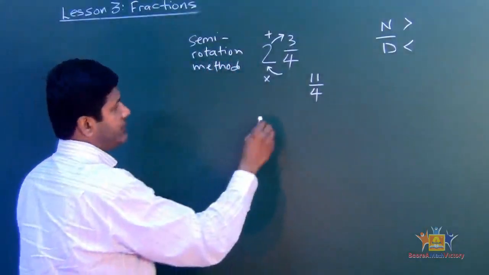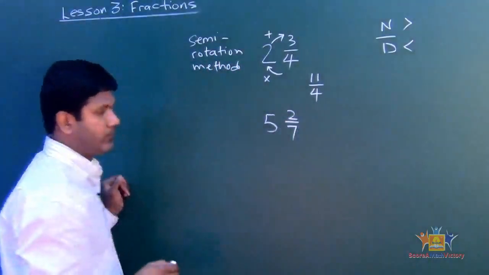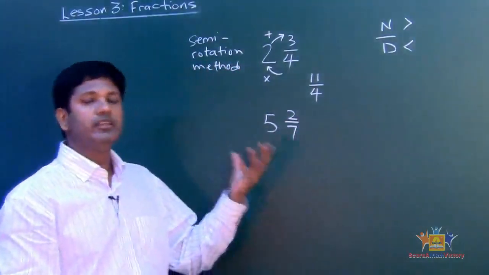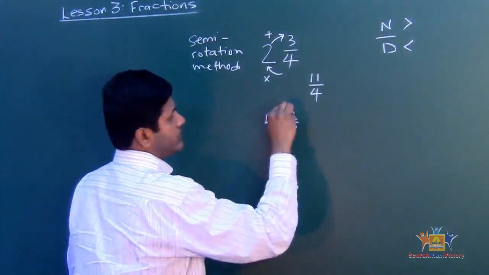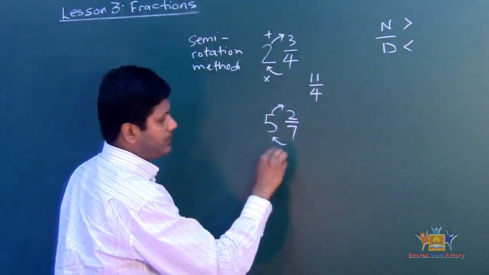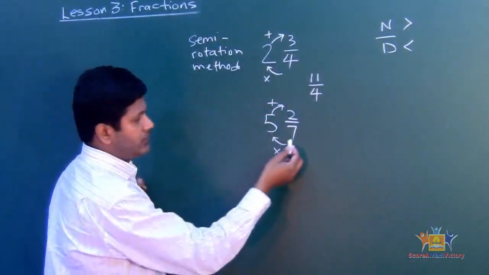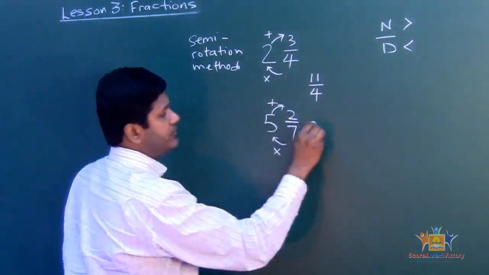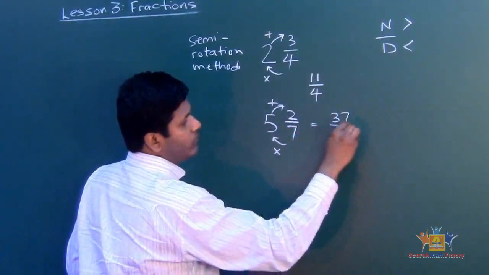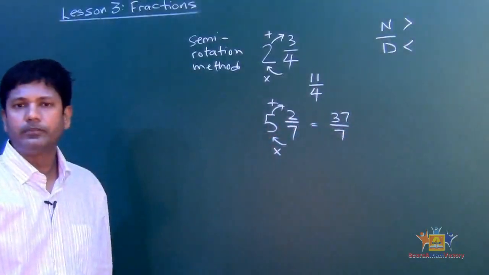Let's do another one. Let's say, for example, I got 5 and 2 over 7. And what method are we going to use? Semi-rotation method. Okay? So we're going to put the semi-rotation. First, we're going to do what? Multiply. And then we're going to add. Keep in mind, multiplication, addition. 7 times 5 is 35. Plus 2, 37. 37 over 7. Right there. That's an improper fraction.